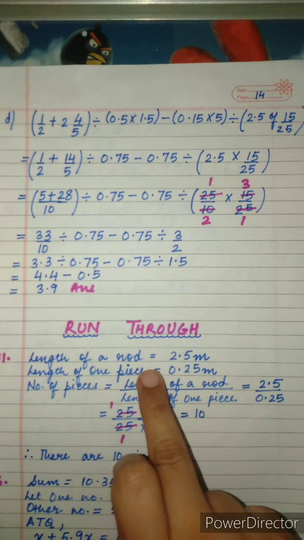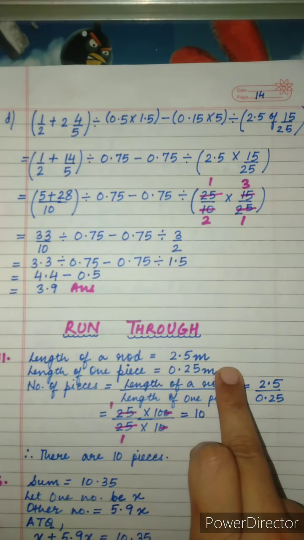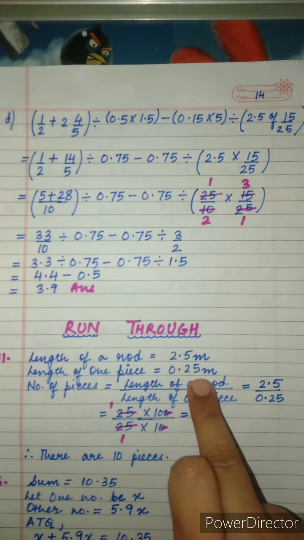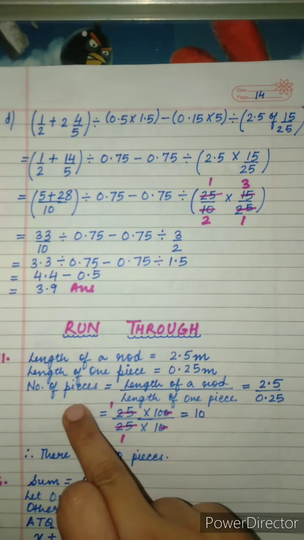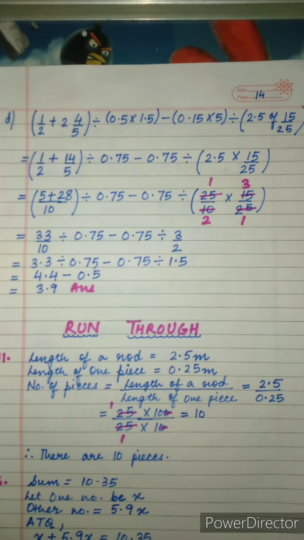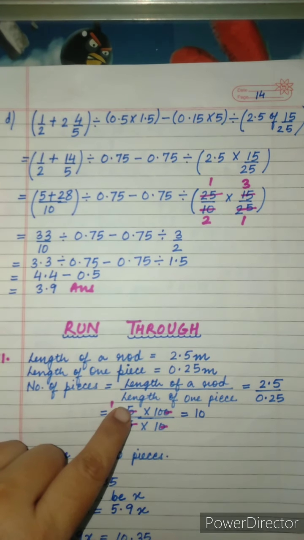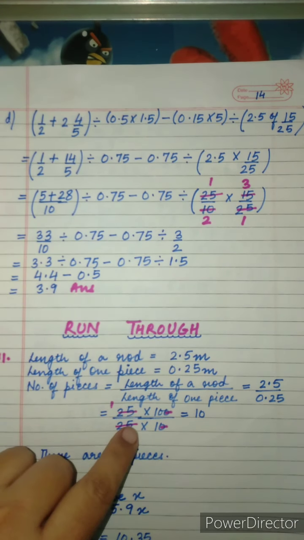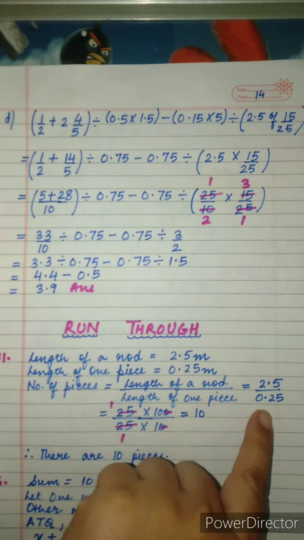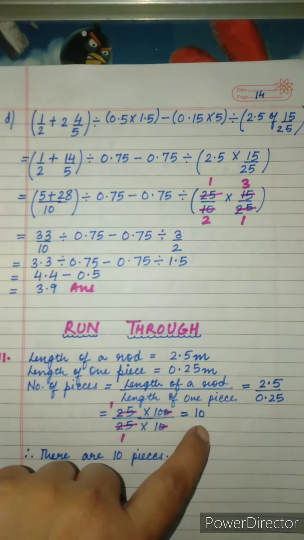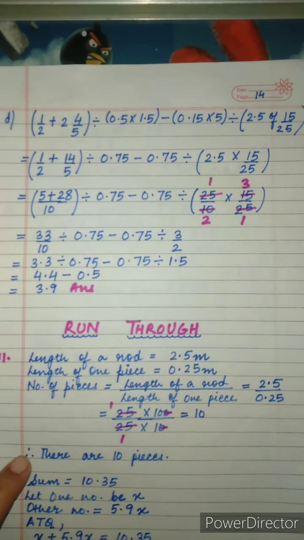Now we are given the total length of a rod, which is 2.5 meters, and the length of one piece is also given to you, which is 0.25 meters, and we have to find out how many pieces we have cut the rod into. So the formula for that is total length of a rod divided by length of one piece, that is 2.5 divided by 0.25, which will be 10. When you're going to solve it, your answer will be 10. So therefore we have 10 pieces.